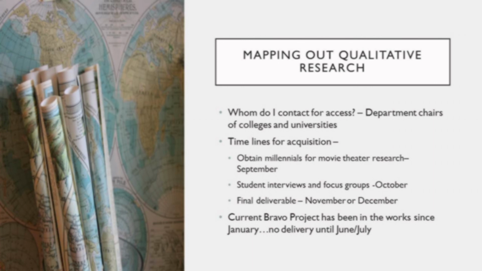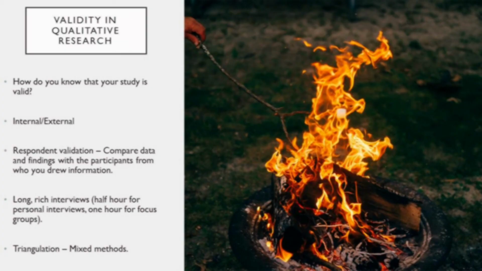Let's move along. And so validity in qualitative research is important to understand here. How do you know that your study is valid? It's important to consider internal and external validity. Internal validity, considering the measurements that you're employing in your study. External validity, the generalizability that's available to you. As we said before, with qualitative research, there's not a lot of generalizability. There really is none here. And so internal validity is important here.